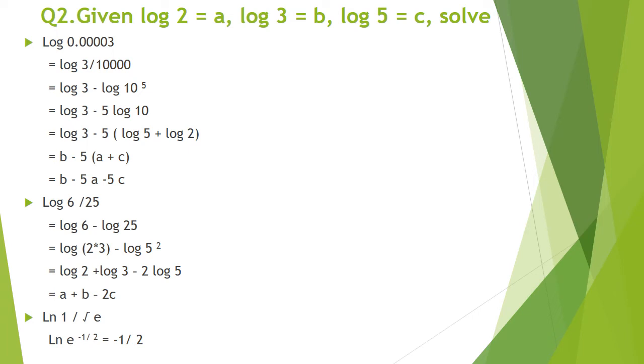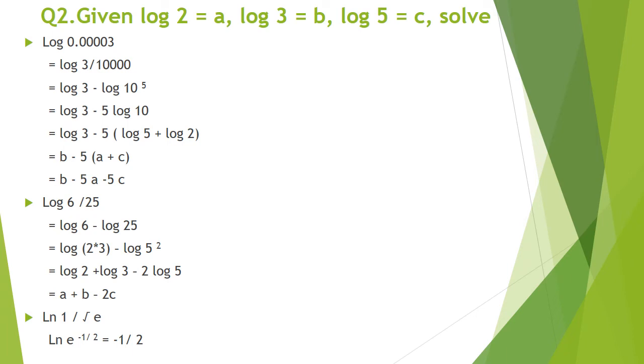So what we have done here, in the second row you can see you have log 10 raised to power 5. So this 5 becomes the constant, and we move it, and it becomes log 3 minus 5 log 10. Solving it further, log 3 minus 5. To get log 10, we multiply 5 by 2, and in terms of log, we write it as log 5 plus log 2. So the answer is B minus 5 times A plus C, because that is the denotation in the question. And what we get is B minus 5A minus 5C.